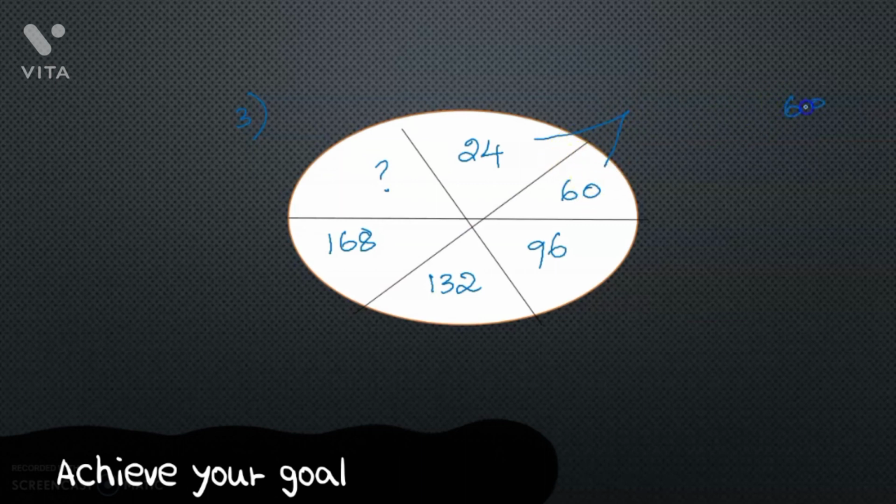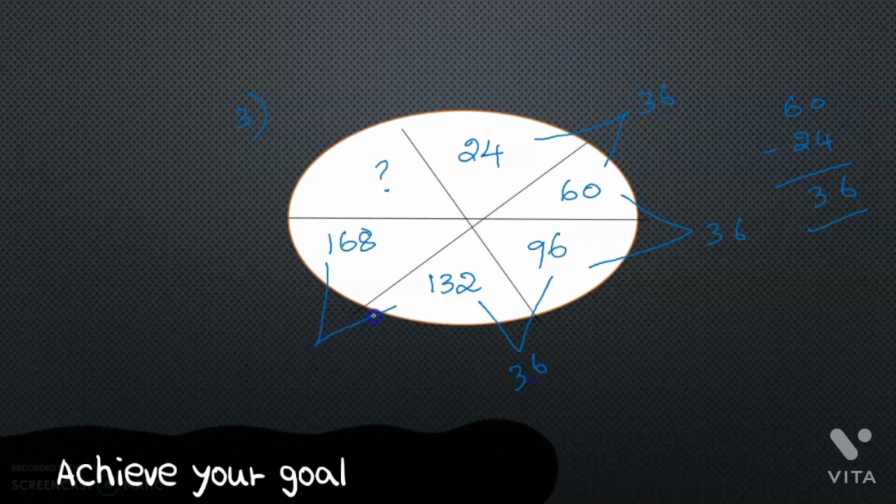So 60 minus 24. What is the value of 60 minus 24? It is nothing but 36. Now we just check with these two terms, 60, 96. So 96 minus 60, this gives 36. So you can see that the difference between the two terms is 36. So what will be the answer? 168 plus 36. So 168 plus 36, this gives 14, balance 1, 10, balance 1, 2. So 204. 204 is the answer.